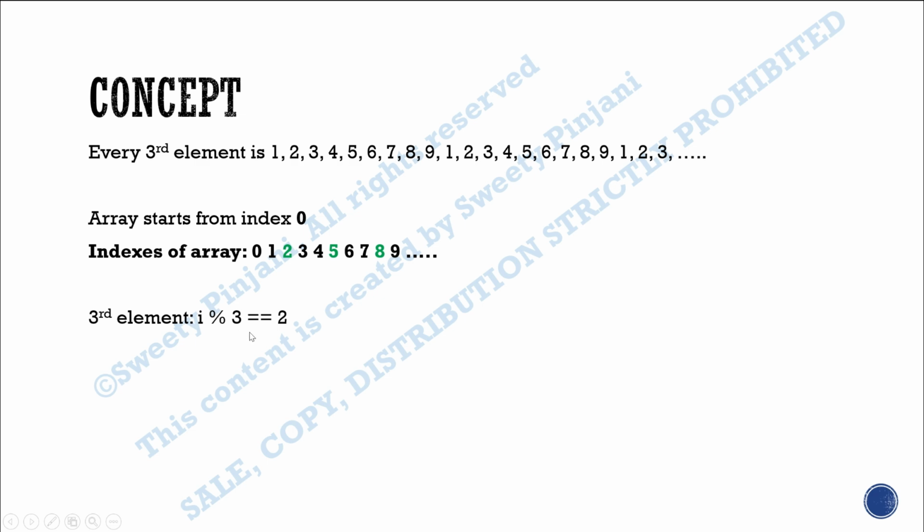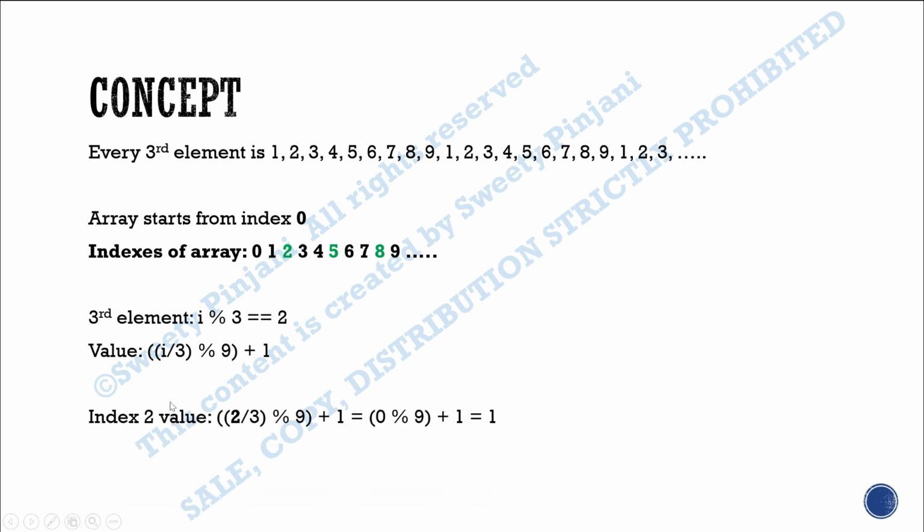Now how will you construct the value? This will be the mathematical equation. Now such kind of equations you can derive with practice. I'll show you how this equation is derived. First, for the index 2, I want to assign the value 1. Let's see with this equation, is it possible. For the index 2, the value is according to this equation: first I'll do 2 divided by 3, modulo 9, and then plus 1. 2 divided by 3 will come to 0. 0 modulo 9 is 0, plus 1 is 1.